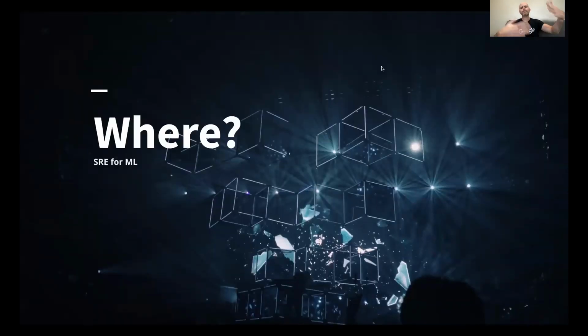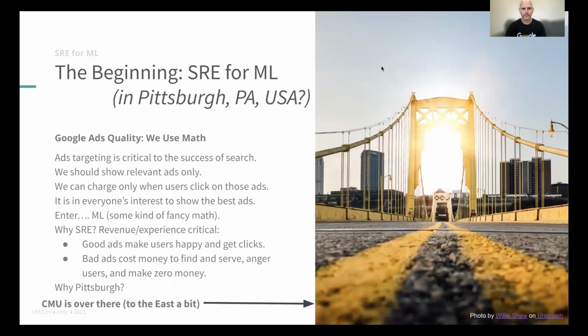So let's take a big step back. Forget about the computers for a second. We're coming back to the computers. There's going to be stuff about computers. Don't worry. Take a big step back and let me tell you about where SRE for machine learning started, geographically, but also contextually and organizationally. So in my life, SRE for machine learning started in Pittsburgh, Pennsylvania.